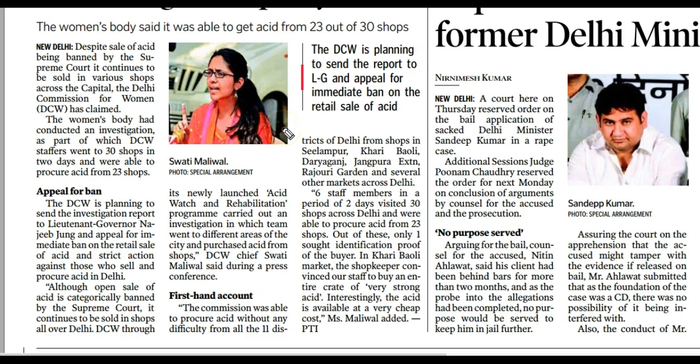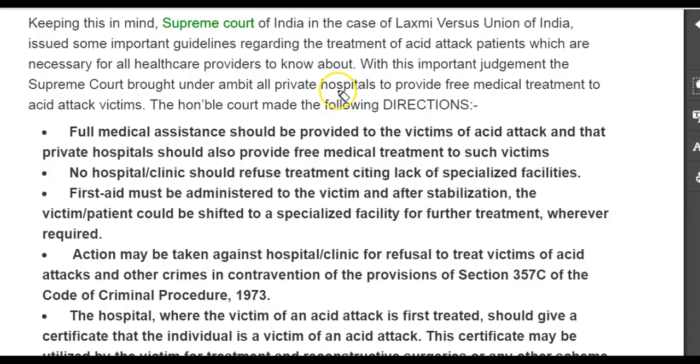acid. So, in this background, we advise you to prepare thoroughly on the Supreme Court judgment and acid throwing, and what are the various steps taken by the Government of India for the rehabilitation of the acid attack victims. It's one of the very important areas for the mains examination every year. The Supreme Court in its Lakshmi versus Union of India case gave a judgment on how to treat acid attack patients. It has given several guidelines. These guidelines are very important for the examination.